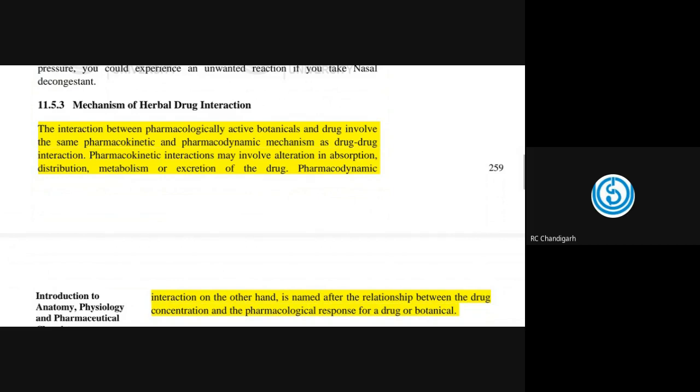Pharmacokinetic interaction may involve alteration in absorption, distribution, metabolism, or excretion of the drug. So pharmacokinetic interactions mean whatever the body does to the drug, such as absorption, distribution, metabolism, and excretion of the drug.